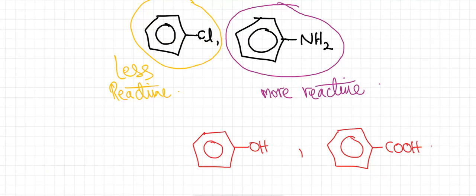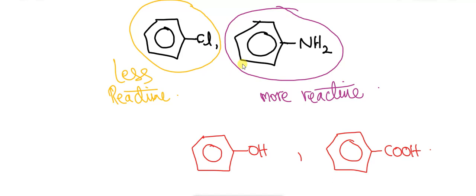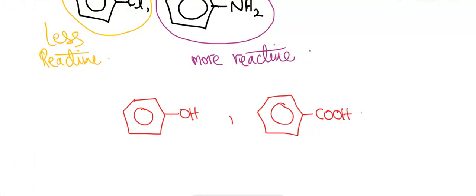Now let's compare a few reactivities. If we compare chlorobenzene with phenylamine, the phenylamine is more reactive because the amine group activates the benzene ring, and the chlorine, being a halogen, will deactivate the benzene ring. So this is less reactive, and this is more reactive. And if we compare phenol with benzoic acid, again phenol will be more reactive because the oxygen group will form an extended delocalized pi orbital and make benzene more electron rich, whereas the carbon atom, being partially positively charged, will deactivate the benzene ring.